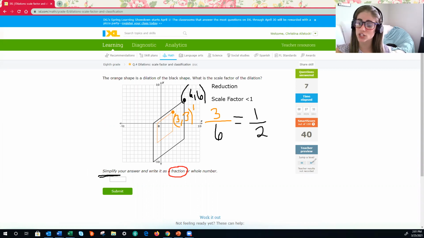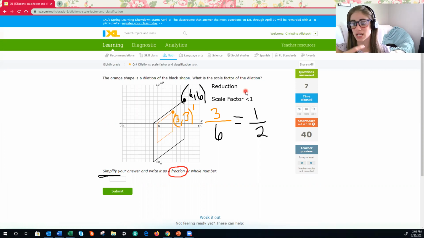And then you can check your work. You can say, okay, is 3 times 1/2 6? No, is 6 times 1/2 3? Yeah, it is. Okay. So one little shortcut to help you guys, because as you just saw, I mixed up the order of my numbers, is this little code right here. If it's an enlargement, it's going to be a whole number because it's greater than 1. If it's a reduction, it's going to be less than 1. It's going to be a fraction.